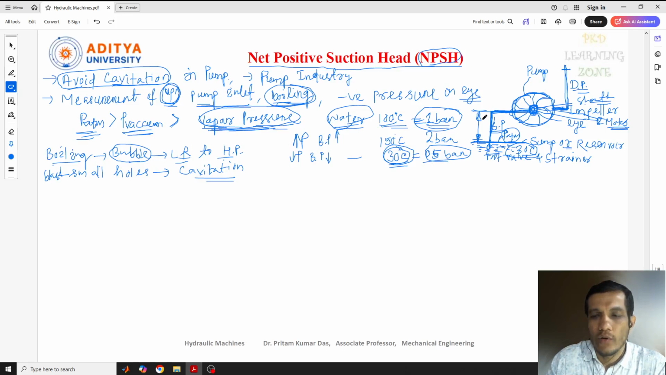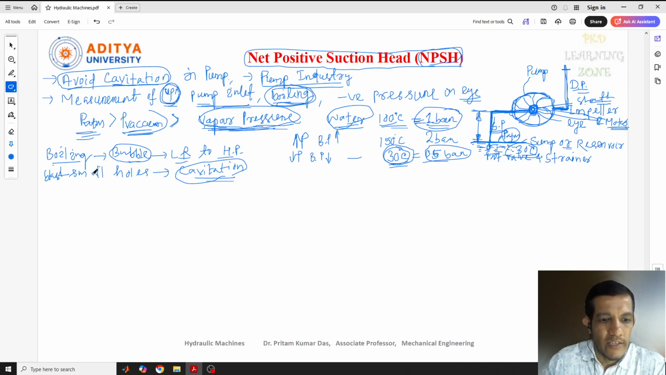Our intention is that we should not keep the liquid below the vapor pressure. So the pressure should always be high. Even if it is less than the atmospheric pressure, it should not be less than the vapor pressure value. We need to keep the water in such a way that it should not boil. This is the intention. The NPSH value will give us the value of pressure to identify whether it is less than vapor pressure or not. That is the main intention. As I told you, this is very essential in the pump industry.